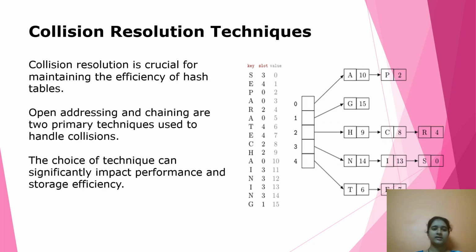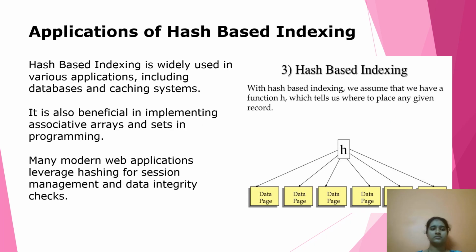Collision resolution techniques. Collision resolution is crucial for maintaining the efficiency of hash tables. Open addressing and chaining are two primary techniques used to handle collisions. The choice of technique can significantly impact the performance and storage efficiency. Here we can see how the keys, values, and slots are arranged.